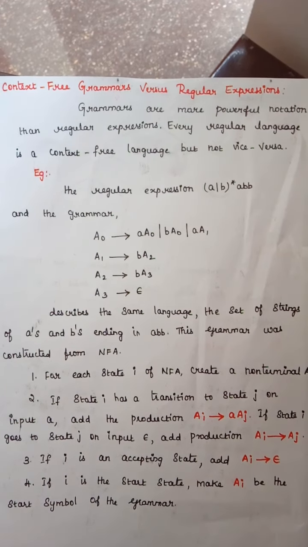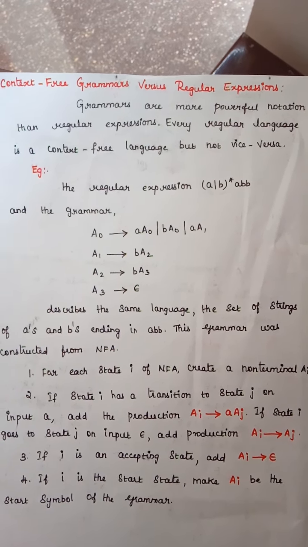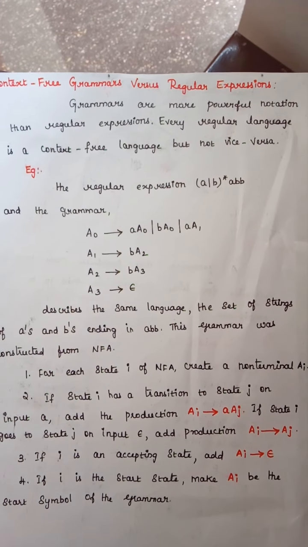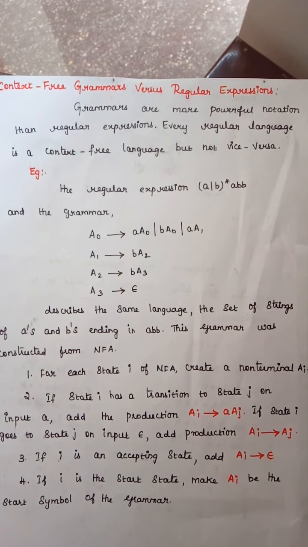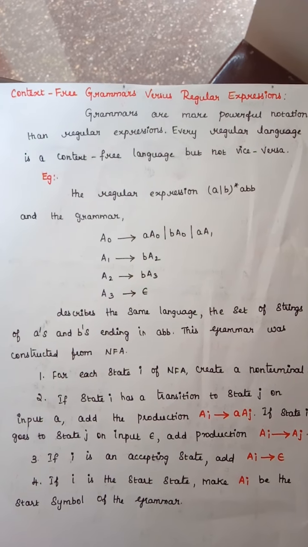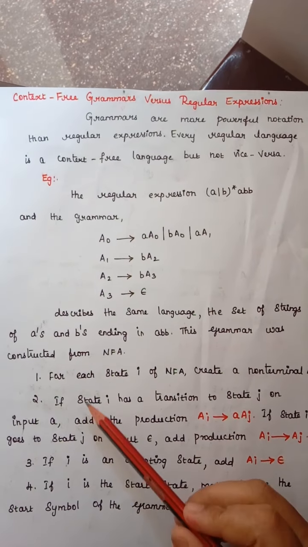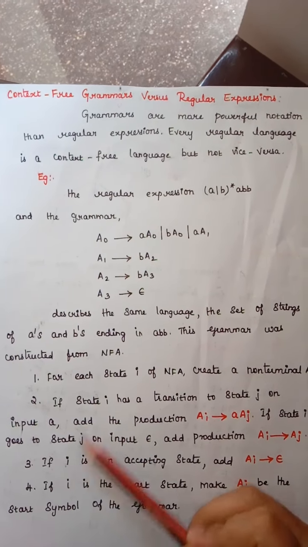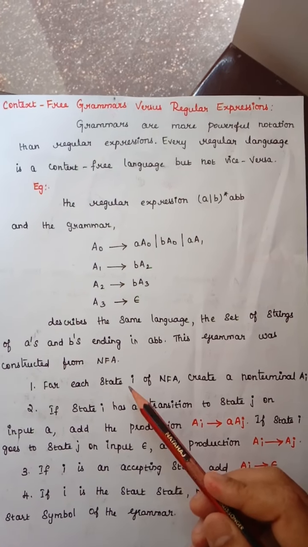See how we can construct a grammar from the given NFA. When there is an NFA, we are able to construct the grammar from that NFA. So we'll see how we can construct that grammar, and for that we have some set of rules. Based on these rules we can construct our grammar from the NFA.